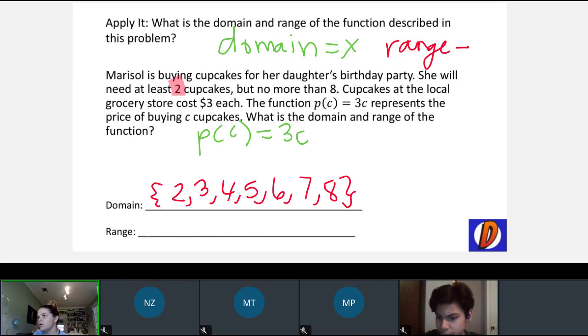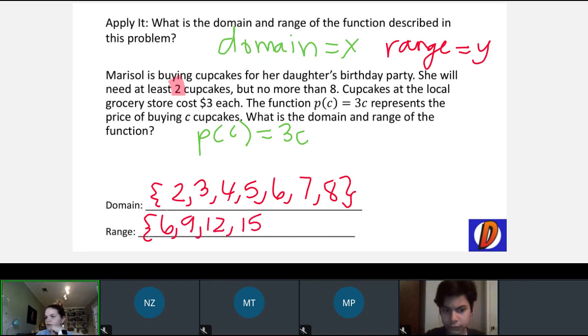Our range is the y values. So we have to plug in the x value, plug in the domain to get the range. You don't buy that many cupcakes, Micah, that's right. That's why we have to use whole numbers as our domain. Okay, so let's plug in 2. 3 times 2 would be 6. So let's calculate the range. It would either be 6, 9, 12, 15, 18, 21, or 24.